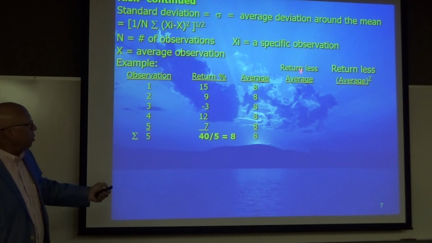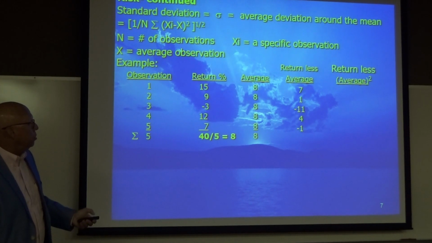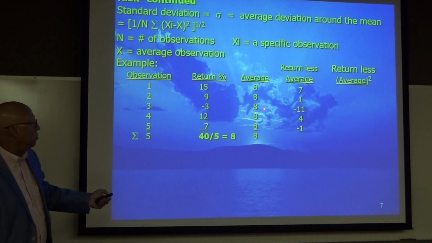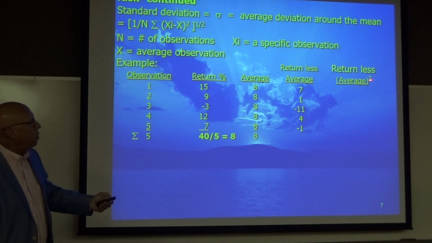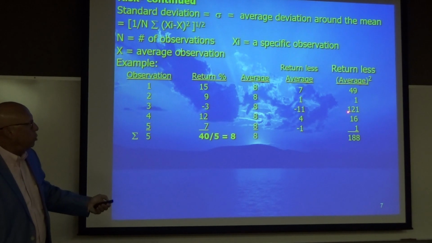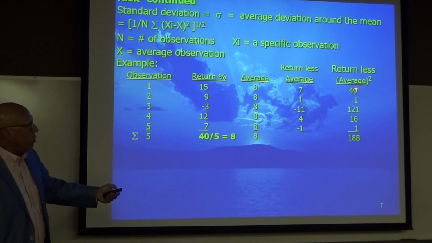Now we have 15% return less average, 15% minus 8%, 9% minus 8%, minus 3% minus 8%, so you see where I'm headed. So the return less the average, 15 minus 8 is 7, 9 minus 8 is 1, minus 3 minus 8 is minus 11, and so forth. All right. Now let's square this, okay? And so we have 7 times 7 is 49, 1 times 1 is 1, minus 11 times minus 11 is 121, and really the purpose of squaring it is to get rid of the negatives. All right, then we add up the squares of the return less the average, and we come up with 188.